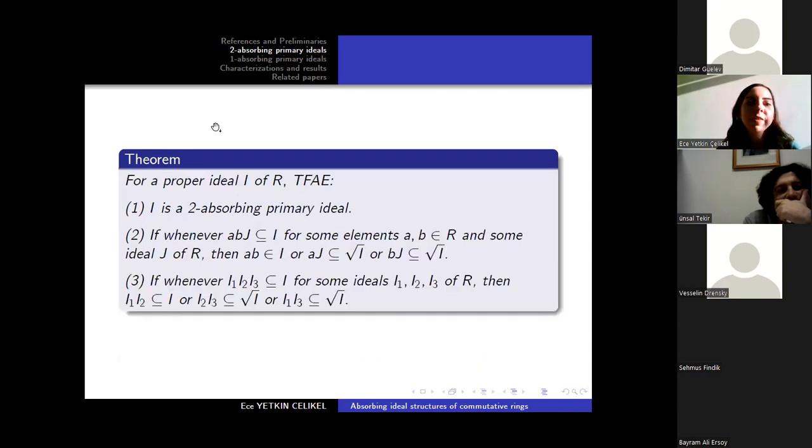So the next theorem gives you the equivalent statements. Now this says that we can define two-absorbing primary ideals in terms of the elements of R, or you can use some ideals of R instead of the elements. You can change the elements by ideals.